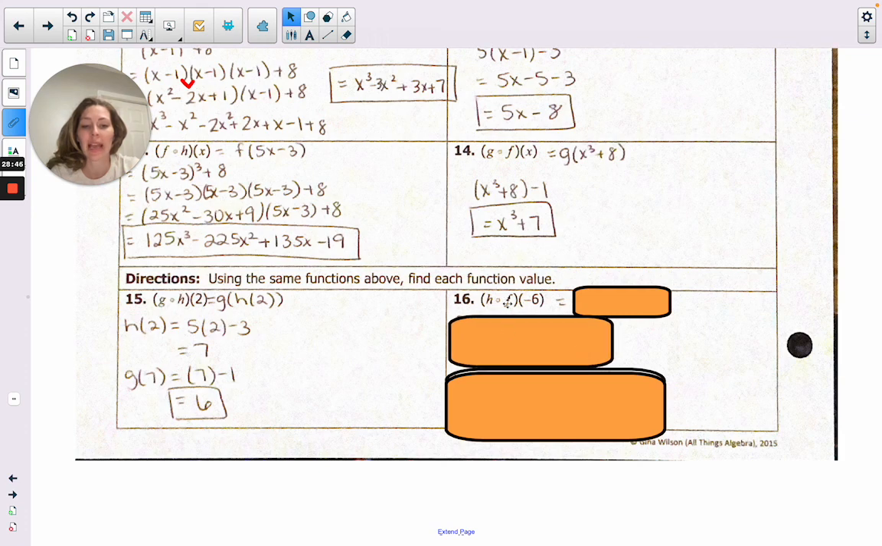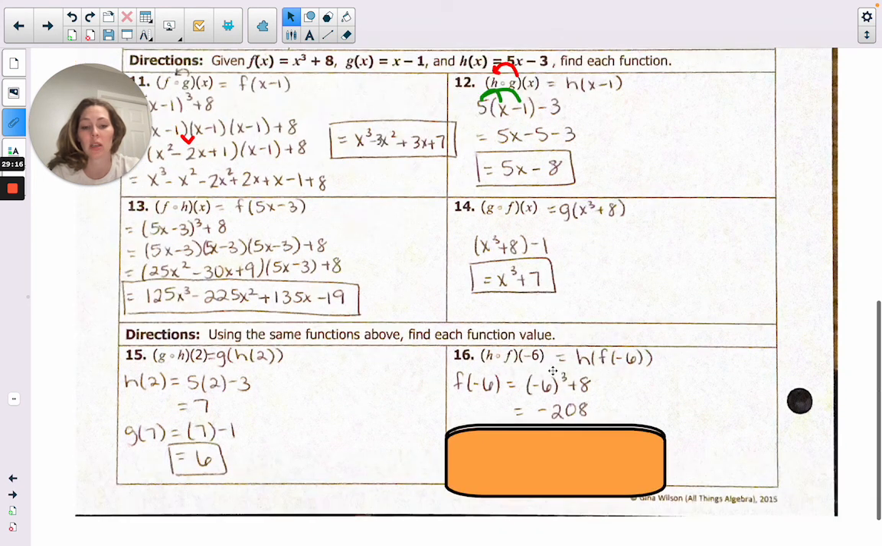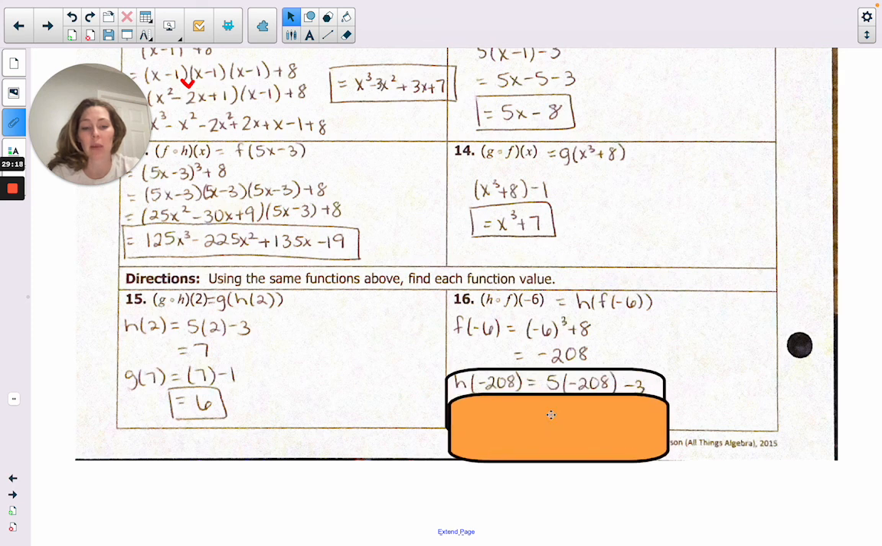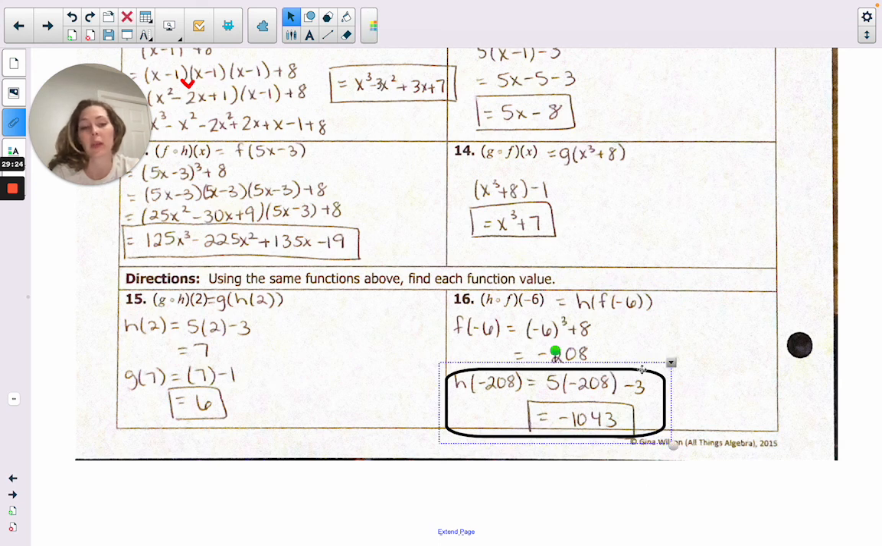Same thing here, h of f of negative 6. So do f of negative 6 first, then h of whatever you get. So h of f of negative 6, inside out. So f of negative 6, you're doing negative 6 to the third power, some parentheses around there, plug it in your calculator, and then plus 8. So you get negative 208. So negative 6 to the third power plus 8, negative 208. And then you do h of negative 208, so come back up to h. That means 5 times negative 208 minus 3, which gets you a final answer of negative 1,043.